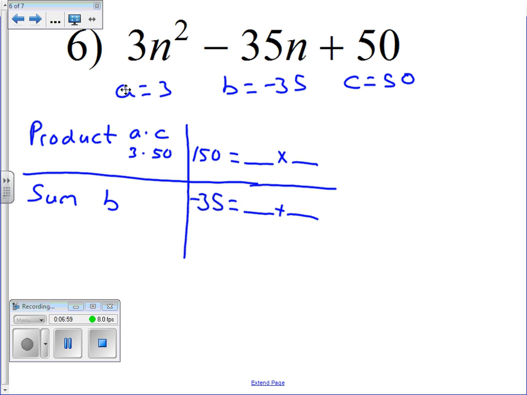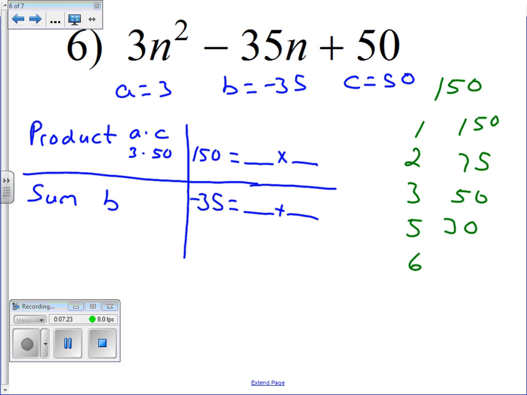So what are the factors of 150? 150, 2, 75, 3, and 50, 5, 30, 6, 25, and 10, and 15.